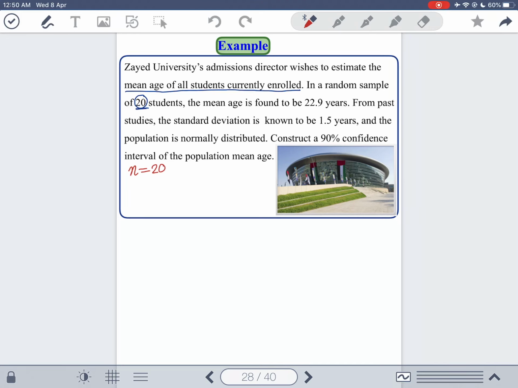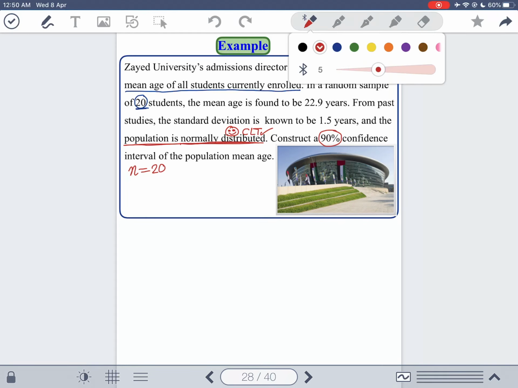So let me see, normally distributed. The population is normally distributed. Happy face, because we can use the central limit theorem. Good, it's applicable in this case. But now they're asking you to construct a 90% confidence interval for the population mean age.